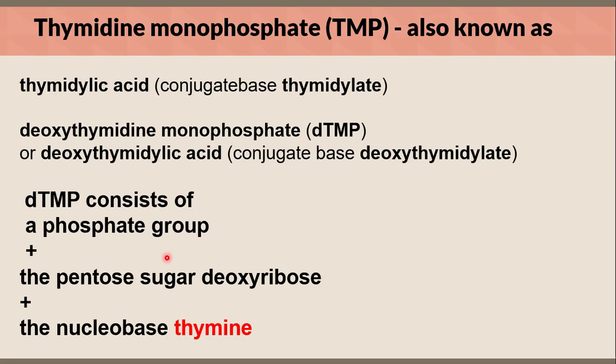dTMP, deoxythymidine monophosphate, consists of a phosphate group, the pentose sugar deoxyribose, and the nucleobase thymine, which is a pivotal part of the dTMP.